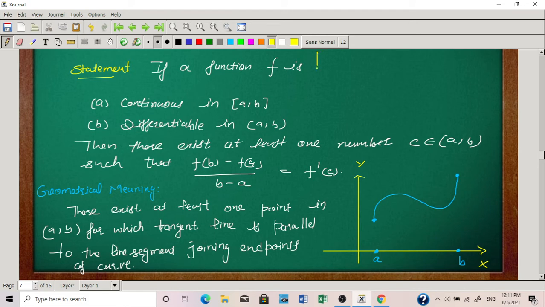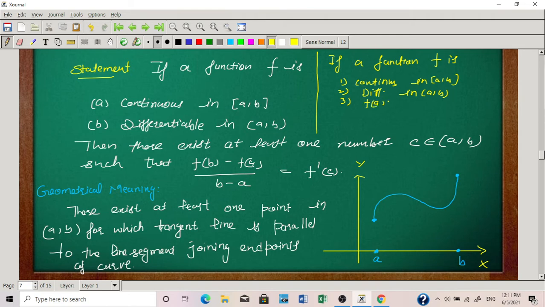Previously we have discussed Rolle's theorem, and Rolle's theorem was that if a function f is, number one, continuous in the closed interval [a, b], differentiable in the open interval (a, b), and the value of the function at the endpoints is the same, then there exists at least one c belonging to (a, b) such that f'(c) is equal to 0.